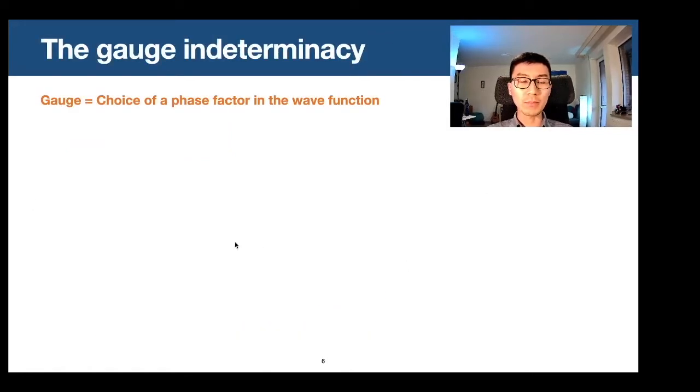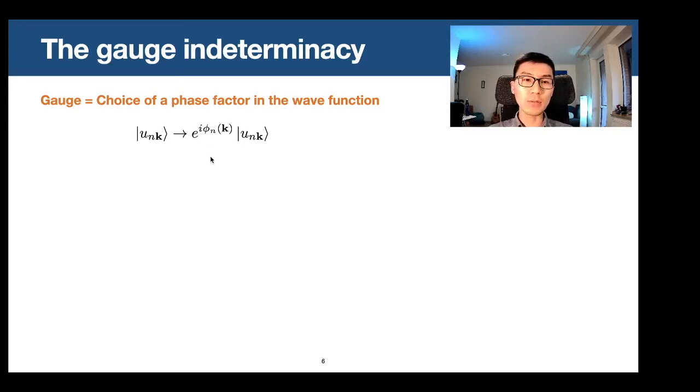But there is a problem. The problem is that we have intrinsic indeterminacy of the gauge. By the way, gauge is the choice of the phase factor in the wave function. What I mean is that if u_nk is an eigenstate of the Hamiltonian, another state with a phase factor in front is also an eigenstate of the Hamiltonian.